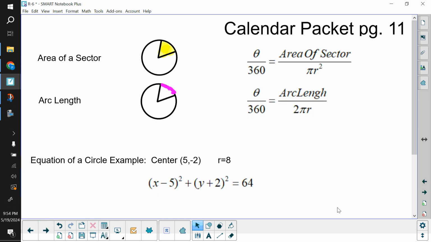Let's go to our calendar packet, page 11, and let's also be taking our calculators out so you have them and are ready to go. And if you don't have a calculator, remember to ask the sub for one, and they can give you one from the drawer.